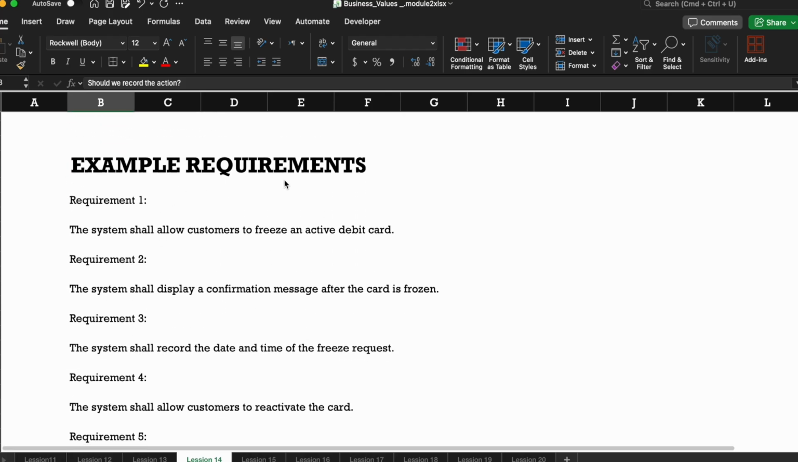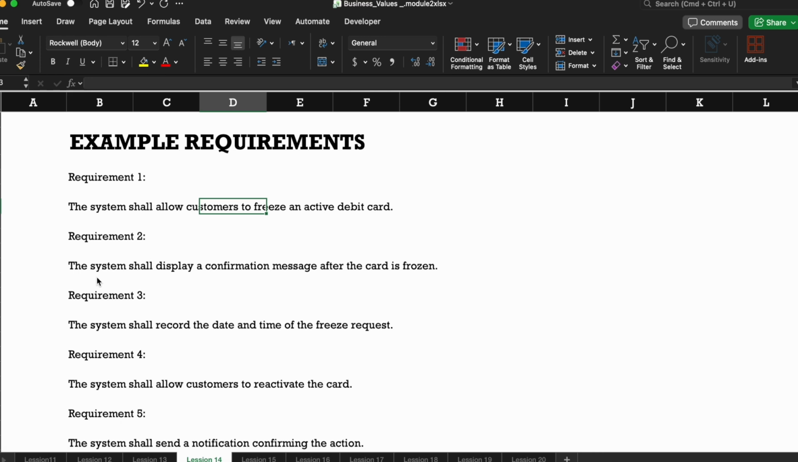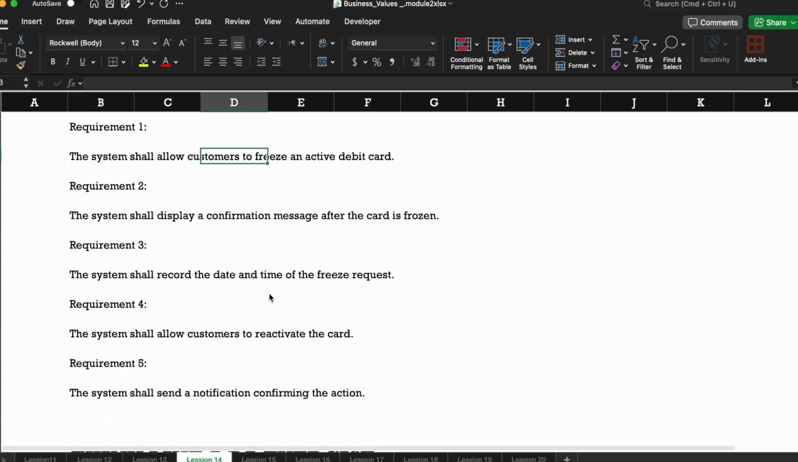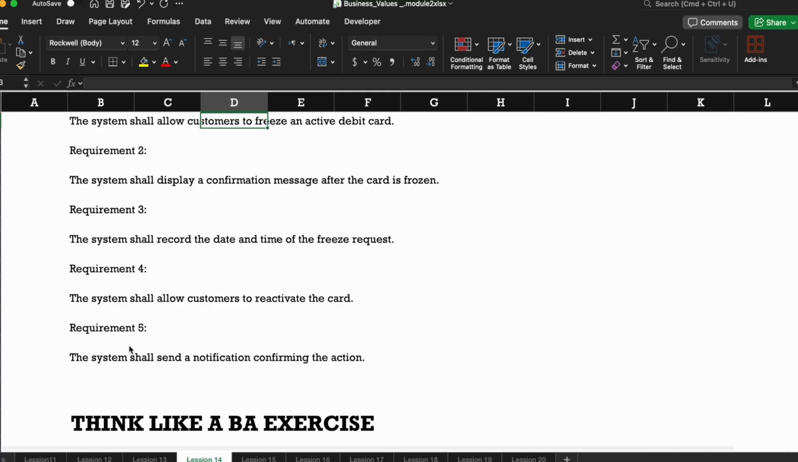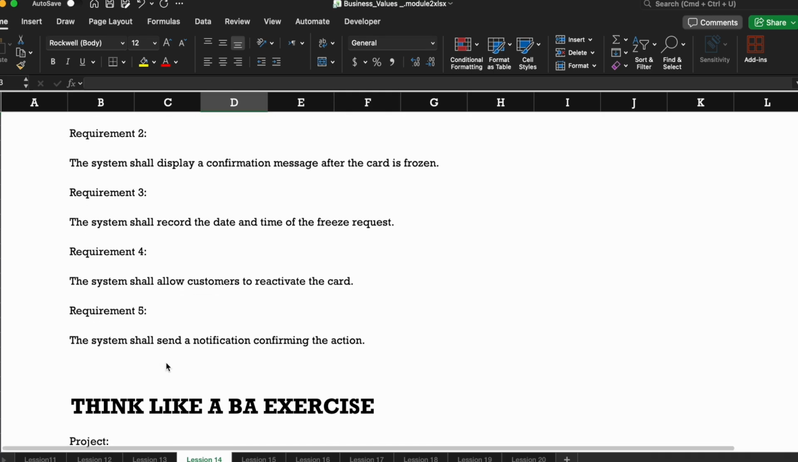Okay, example requirements. Requirement 1: the system shall allow customers to freeze an active debit card. Requirement number 2: the system shall display confirmation message after the card is frozen. Requirement number 3: the system shall record the date and time of the freeze request. Requirement number 4: the system shall allow customer to reactivate the card. Requirement number 5: the system shall send a notification confirming the action.